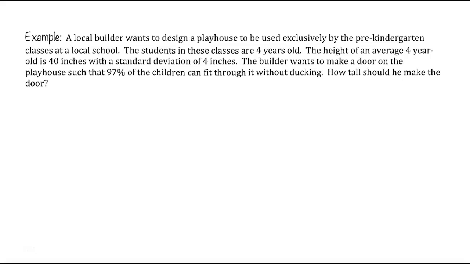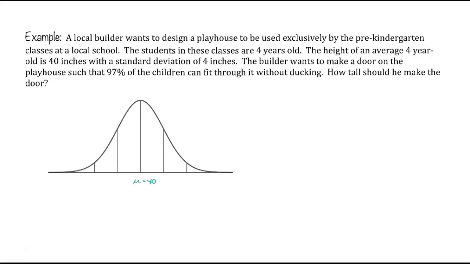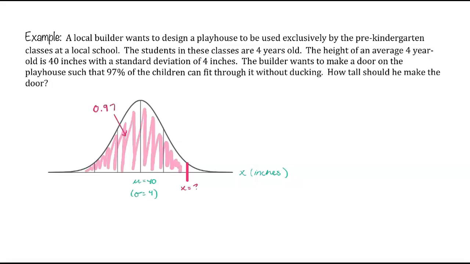Let's start with our picture. We have a mean height of 40 inches and a standard deviation of 4 inches. Our data values on this scale are given in inches. The concept here is that we can never please everyone, but we can have a threshold, and in this case, that's 97%. This builder will be happy if at least 97% of children can walk through this door without ducking. The question is, where is that line? What is this value for X so that 97% of 4-year-olds have heights underneath it? We want a left area of 0.97 or 0.9700.